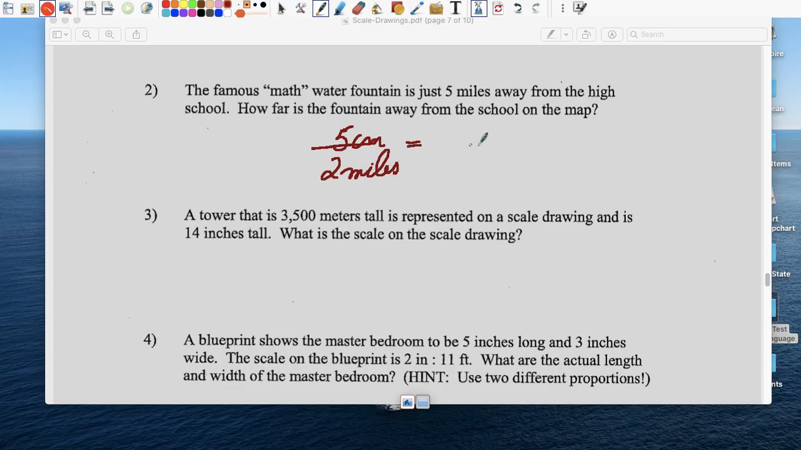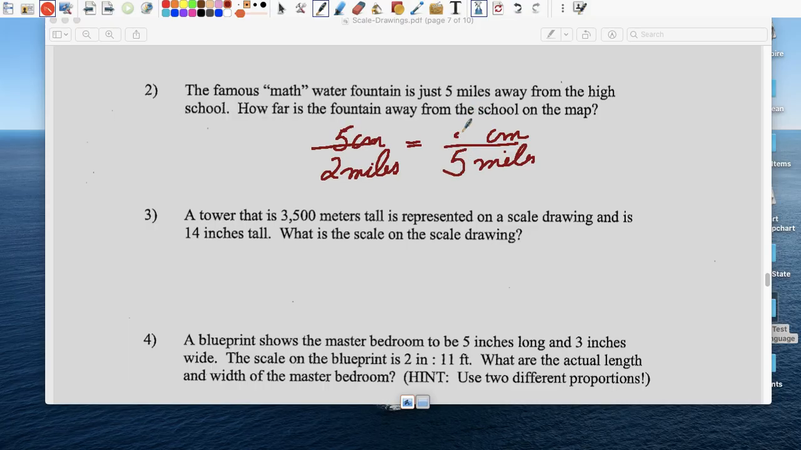Right? So on the other side, I'm going to write centimeters here, miles over here. Let's see, the famous math water fountain is just 5 miles away from the high school. How far is the fountain away from the school on the map? So in real life, it's 5 miles. What about on the drawing? How many centimeters would that be?